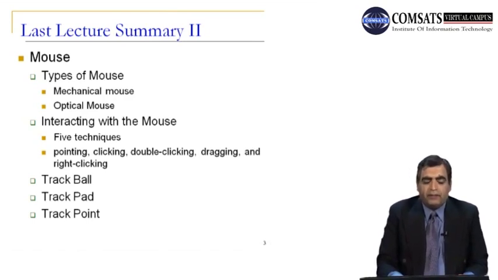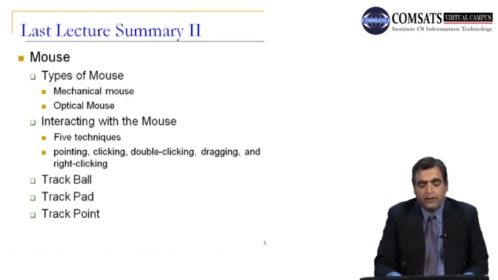We also discuss some variations of the mouse, such as the trackball, trackpad, and track point. A trackball is like a mouse turned upside down. The ball comes up and the buttons are around it. The ball is placed, and with the thumb or with the finger, the ball is moved around so that the cursor can be moved and the selection is made using the buttons. It provides the functionality of a mouse but takes less space on the desktop.